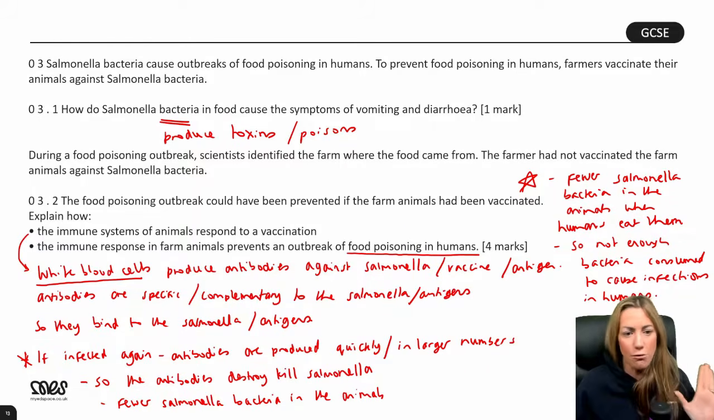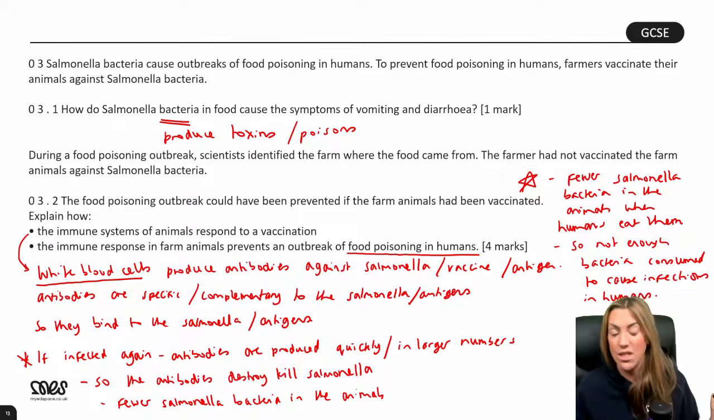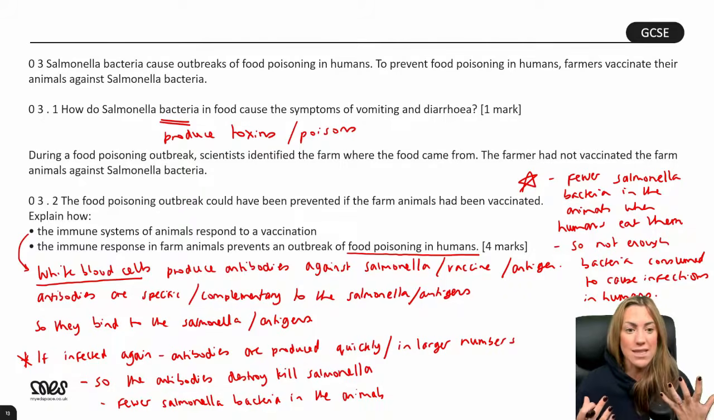Very few students got 3 or 4 marks on this question. Most students got 1 because they just talked about, well, the farm animals, you know, the white blood cells produce antibodies. The antibodies destroy the salmonella. That's just going to get you 1 mark, okay? If you went on to say, oh, and then they're immune, so if they get infected again, the antibodies are produced quickly to destroy the salmonella, you might get 2 marks. But to push yourself up into 3 or 4, you've got to mention something about the humans eating the food and being less likely to develop food poisoning. Very, very, very difficult question.